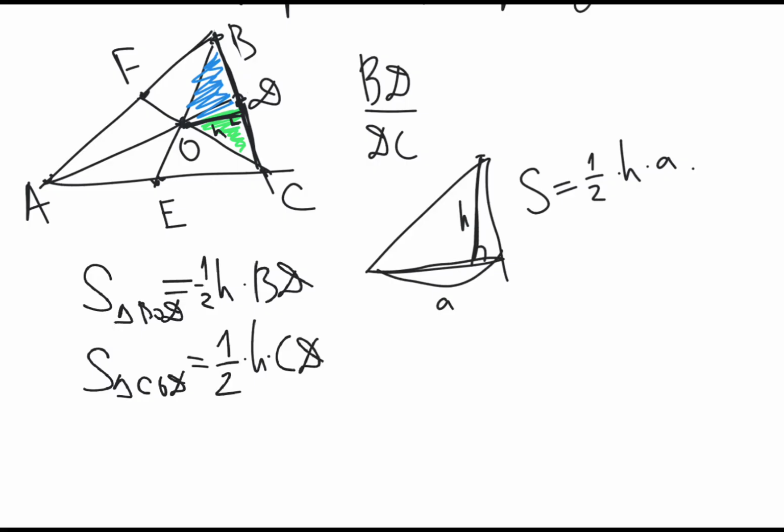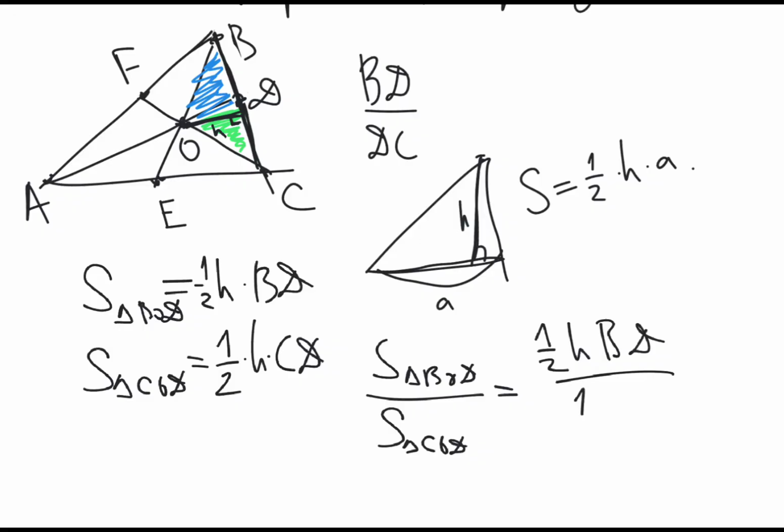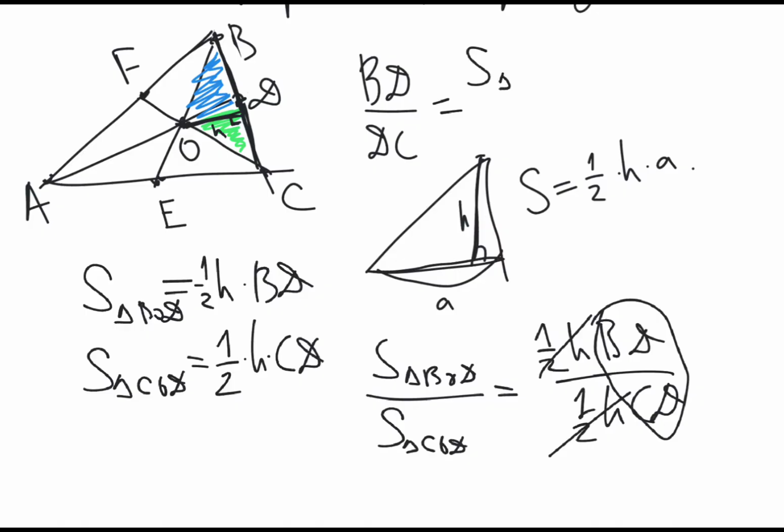So when we divide one area by the other, the area of triangle BOD over the area of the triangle COD is equal to 1/2 H BD over 1/2 H CD. So 1/2 H cancel each other, and it remains only this ratio, BD and CD. So the ratio of these areas is equal to exactly BD over CD. So this is equal to the ratio of the area BOD over the area of COD, right?